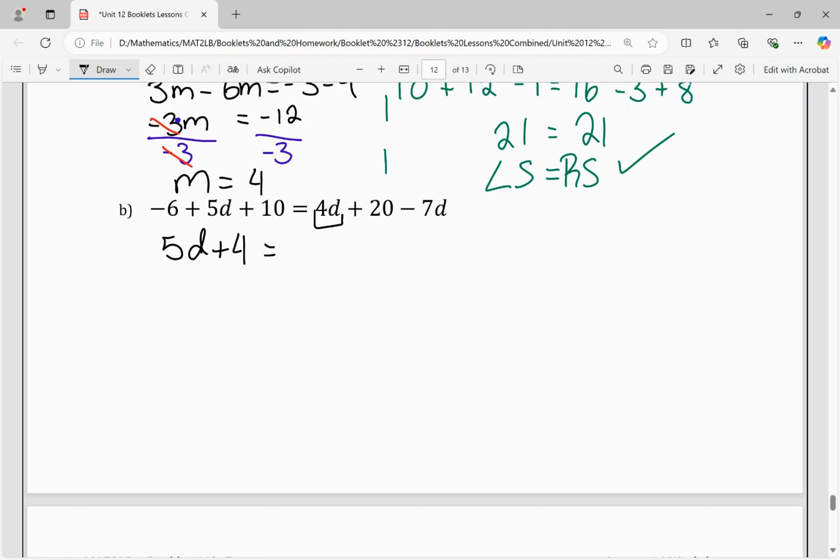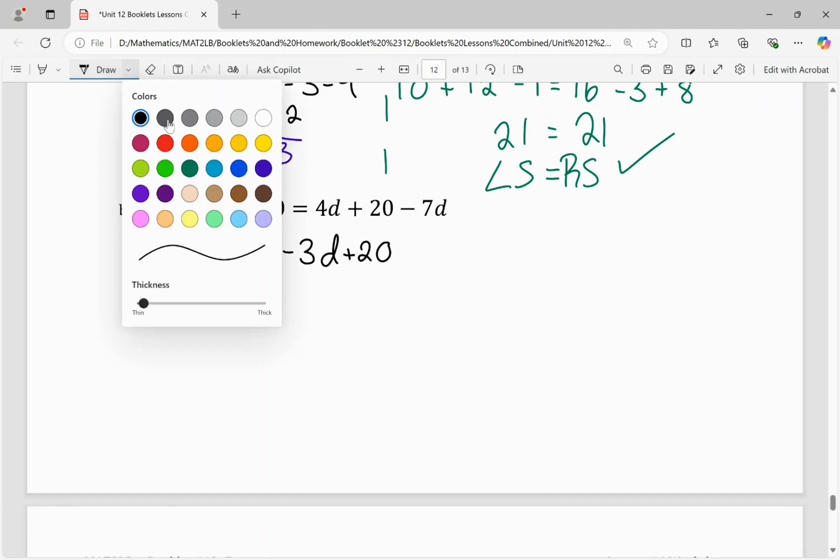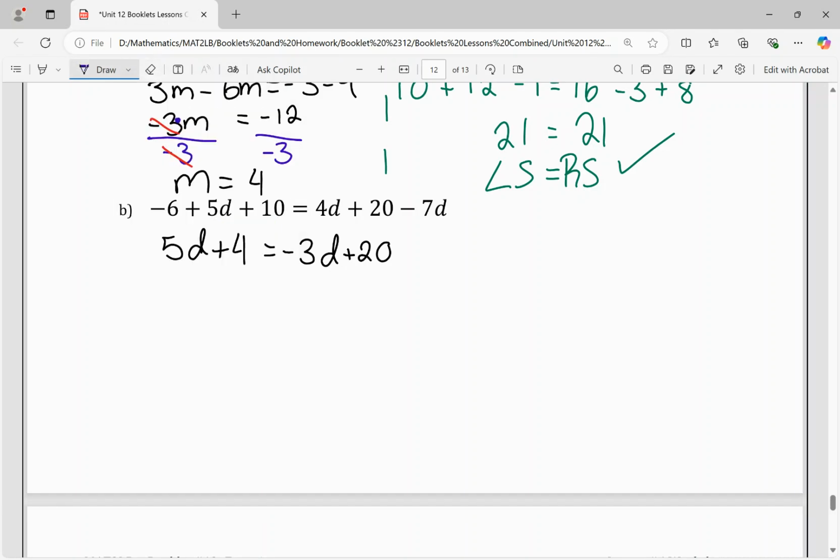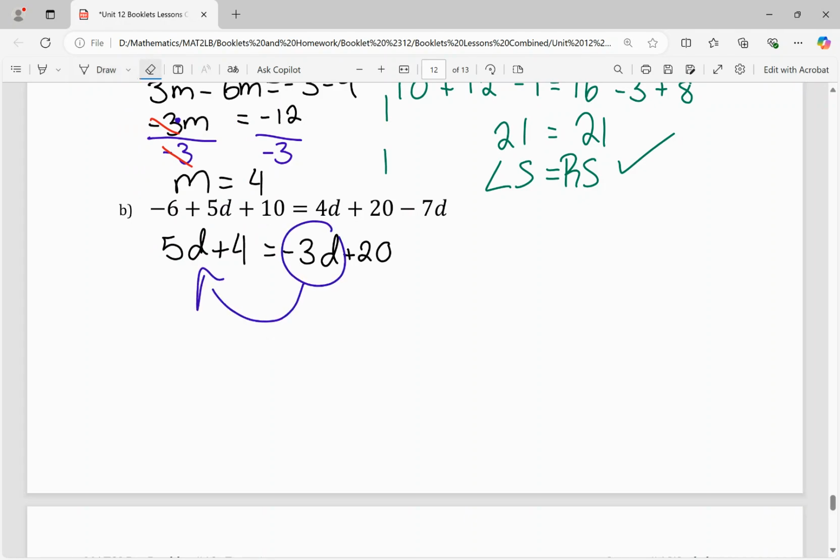Well, here are our like terms on the right, the 4d minus 7d. 4 minus 7 is negative 3, so that's going to make negative 3d, and the plus 20 just hangs out by itself. Good. We've simplified, so our next step is going to be to bring everything with a variable to the left and everything without a variable to the right.